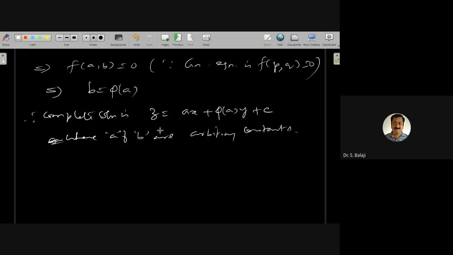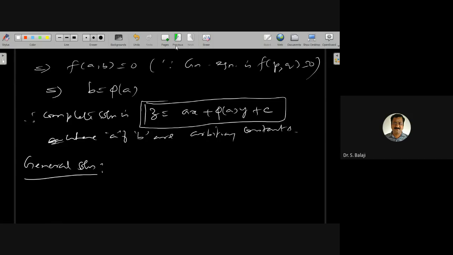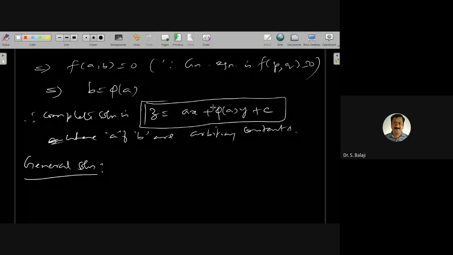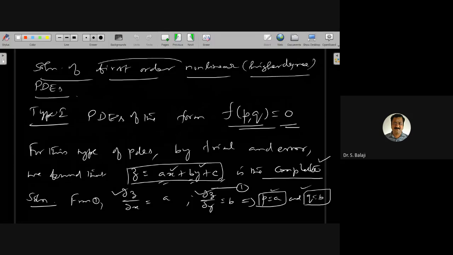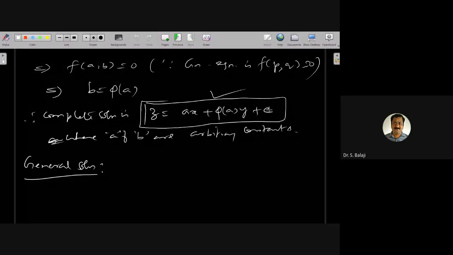Where a and b are arbitrary constants. Therefore, for this kind of PDE, your complete solution can be written like this. Now, when you concentrate on the general solution of this kind of PDE, you already know that the general solution can be obtained from the complete solution. This is the complete solution. The general solution should contain as many arbitrary constants as the order of the PDE. The order of the PDE is first order, p comma q, first order only here. Therefore, it should contain only one arbitrary constant. A is the arbitrary constant.